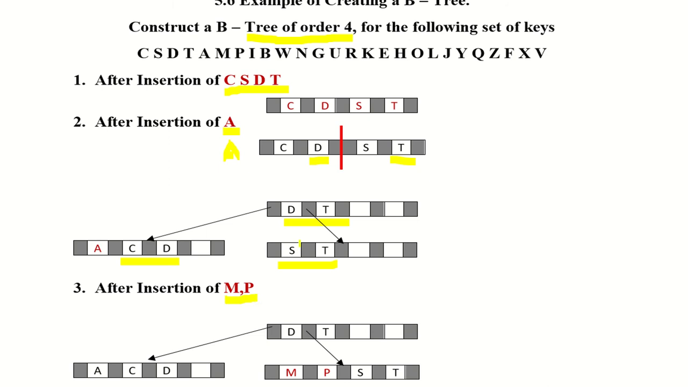In the insertion of M, P, we go for searching. M should be inserted to the right side of your D. Here we have seen that there are 2 slots available, so there we insert our alphabets in order. Okay, so M, P, S, T.